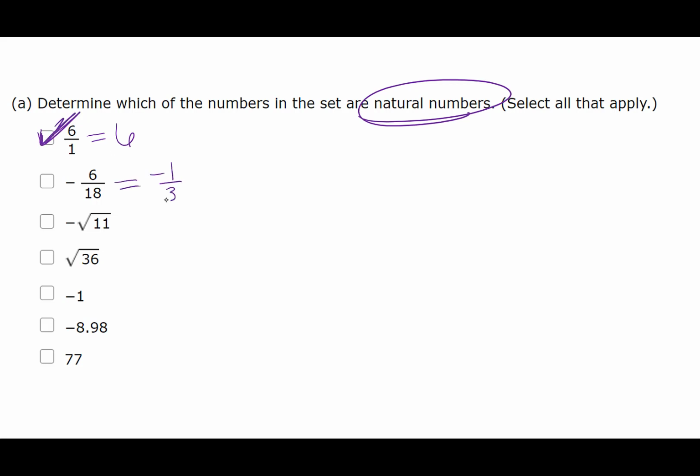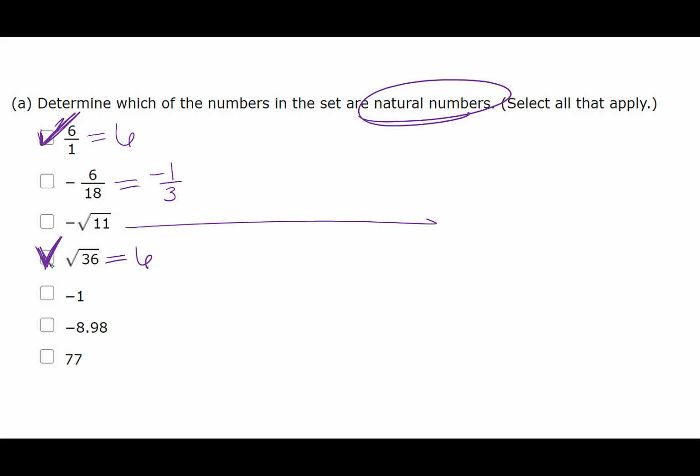Its simplest form is negative 1/3, so we're not going to include that one. The negative of square root of 11, I don't know what the square root of 11 is, but it's going to be some long decimal, so we are not going to include that one. The square root of 36 is 6, and 6 is a natural number.